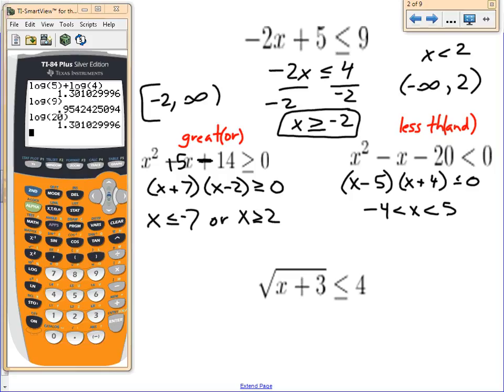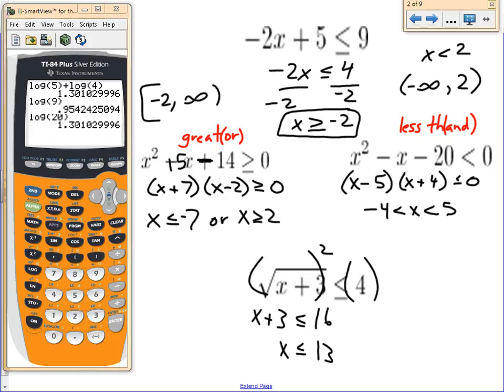Okay, I have to square both sides. And no problem with that, so I square both sides. So x plus 3 is less than or equal to 16. So x is less than or equal to 13. All right, now, how long is it less than or equal to 13? When does it stop being an answer? Negative infinity. Okay, it seems like negative infinity.